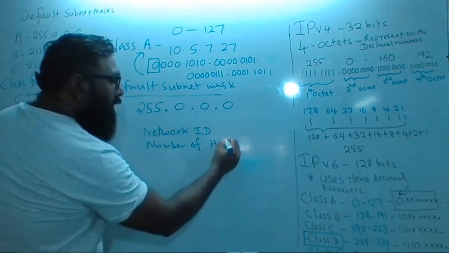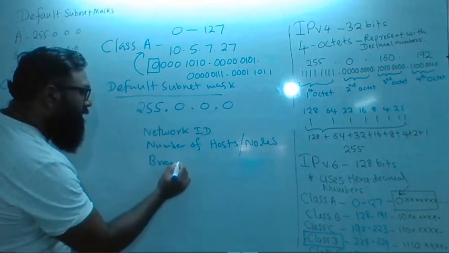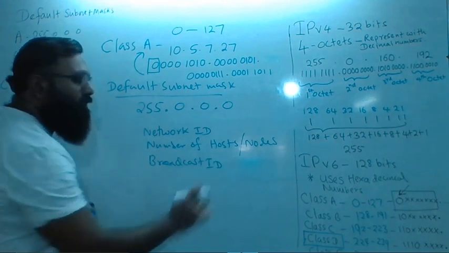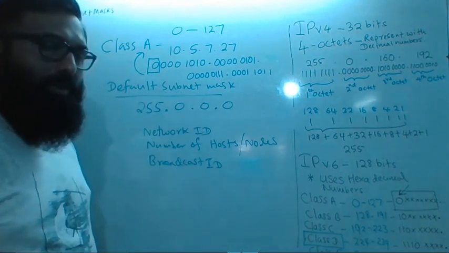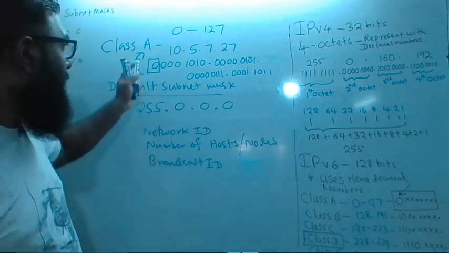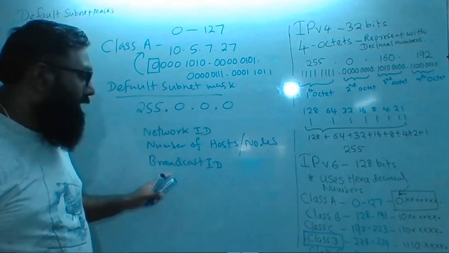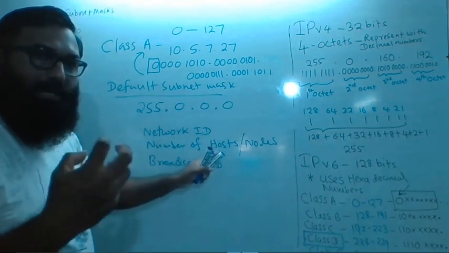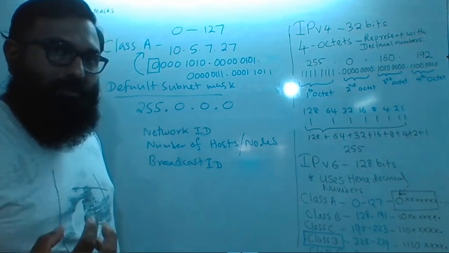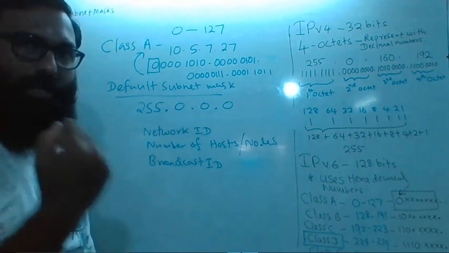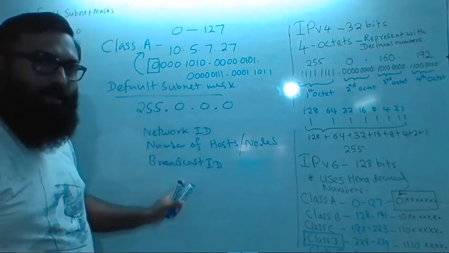Number of hosts, how many nodes we can connect, we find these. Given any IP address, we need a subnet mask, otherwise we take the default subnet mask. The default subnet mask for class A is 255.0.0.0. From it we can find the network ID, the broadcast ID and the number of hosts. Hosts means any device that can connect to this network, like printers, routers, computers and mobile phones. Any device that connects can be given an IP address.